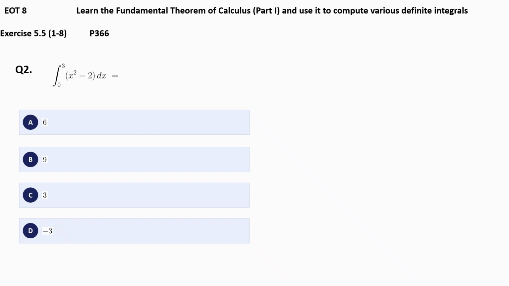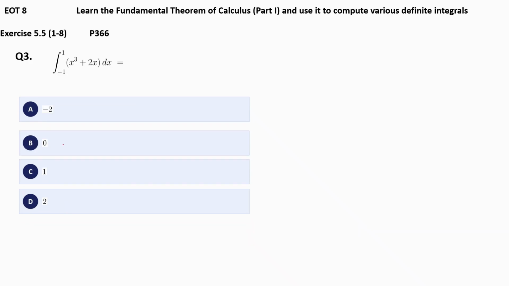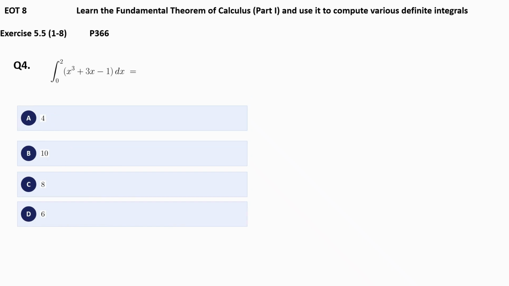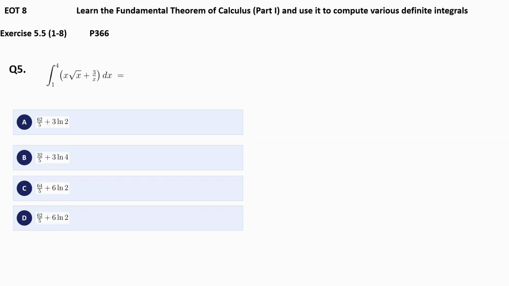Question number 2, the answer is 3. Question number 3, the answer is 0. Question number 4, the answer is 8. Question number 5, the answer will be shown as 16.56. I'm rounding it to 2 decimal places, which will match with option D. You can enter each option. When you enter each option, one of the options will match with the decimal value.